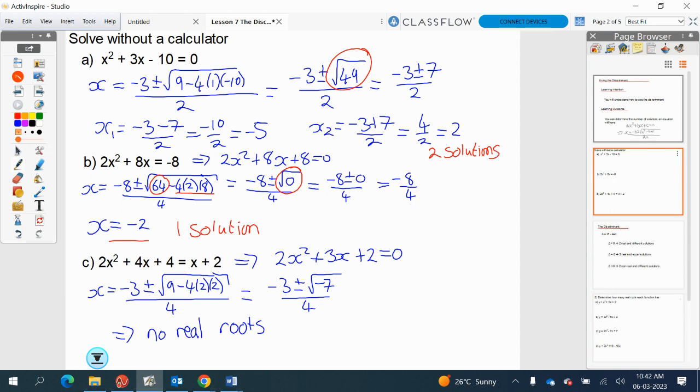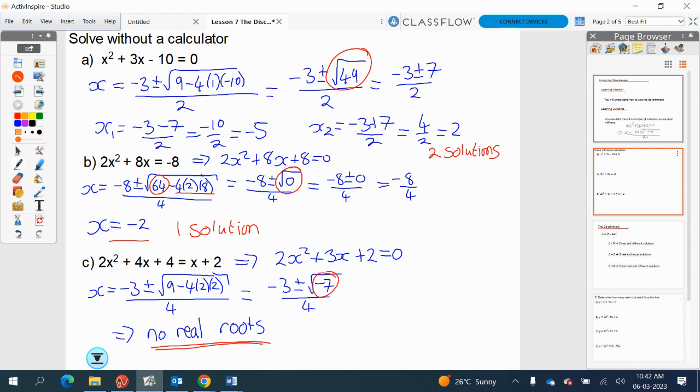In the last case, b squared is less than 4ac. So we've got 9 minus 16, giving us negative 7. When we have a negative number inside the square root, we can't find the square root of a negative number, and this leads us to our final outcome, which is no real roots.